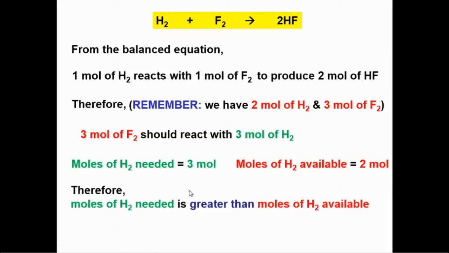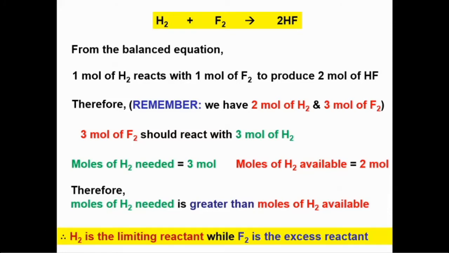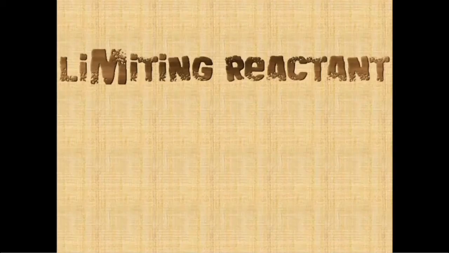Once the reaction occurs, this hydrogen will be completely consumed, or used up first, while fluorine will become the excess reactant. So in this case, same as the previous one, hydrogen is the limiting reactant while fluorine is the excess reactant. So what can we say about limiting reactant, guys?